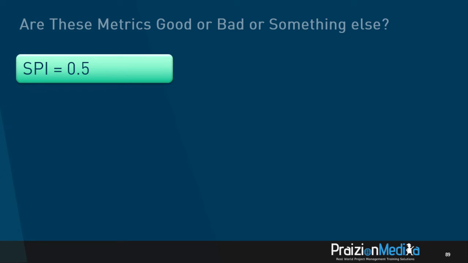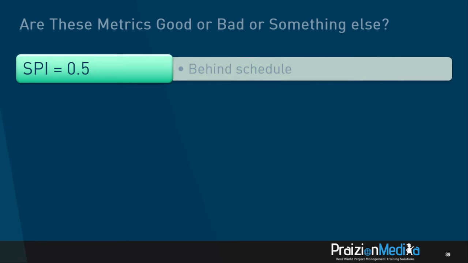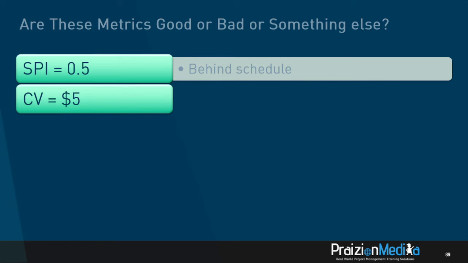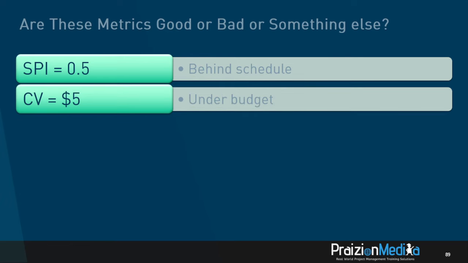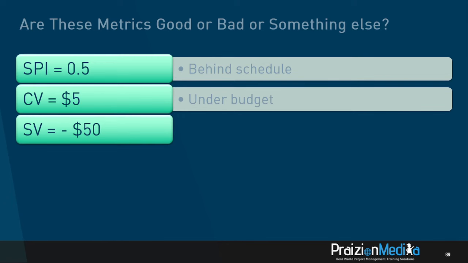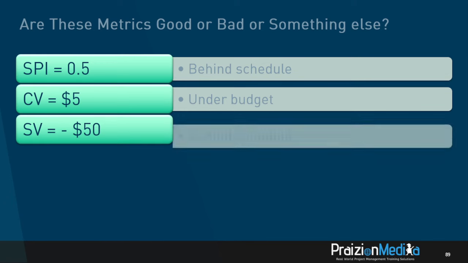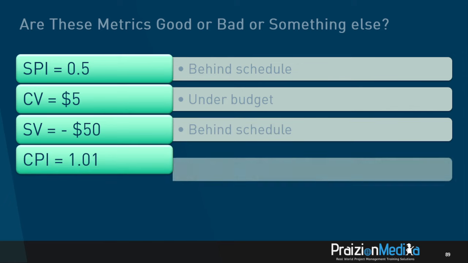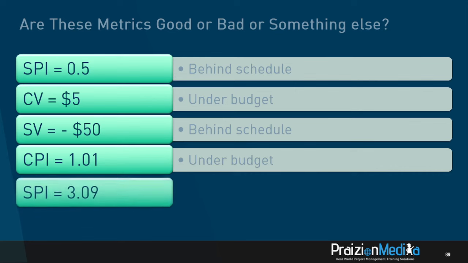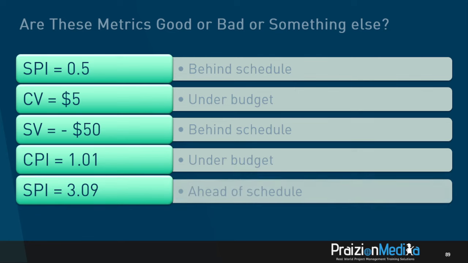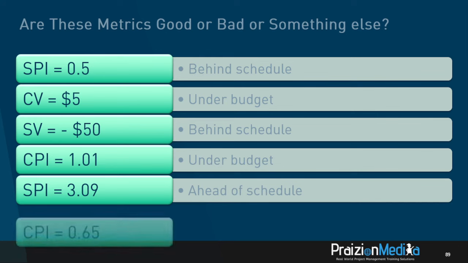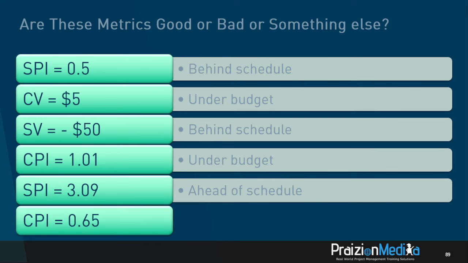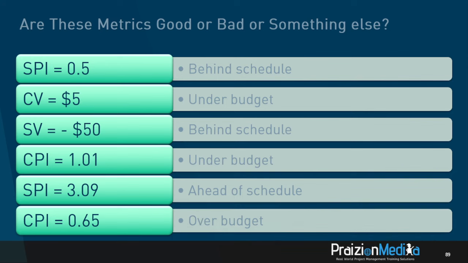The very first one, you're behind schedule. That's bad. This one, you're under budget. That's good. This one, you're behind schedule. That's bad. This one, you are under budget. That's good. An SPI of 3.09 means you are so way ahead of schedule it's concerning. A CPI of 0.65 means you're over budget. That's bad.